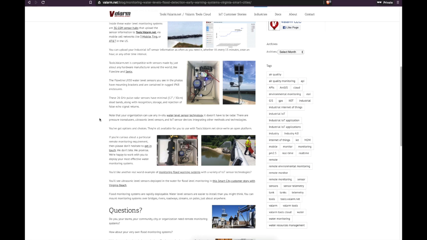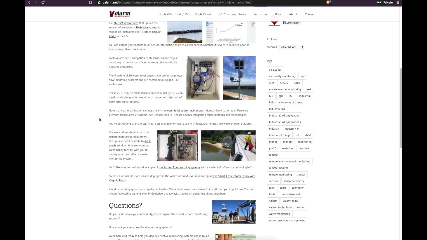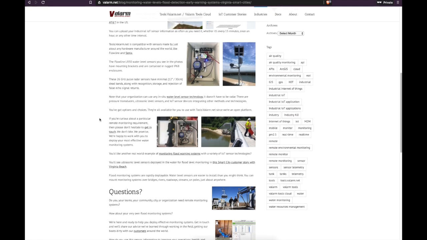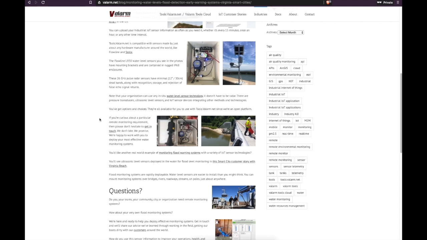Note that your organization can use any in-situ water level sensor technology. It doesn't have to be radar. There are pressure transducers, ultrasonic level sensors, and IoT sensor devices integrating other methods and technologies. Bottom line is, you have got options and you've got choices. They're all available for you to use with tools.valarm.net since we're an open platform.